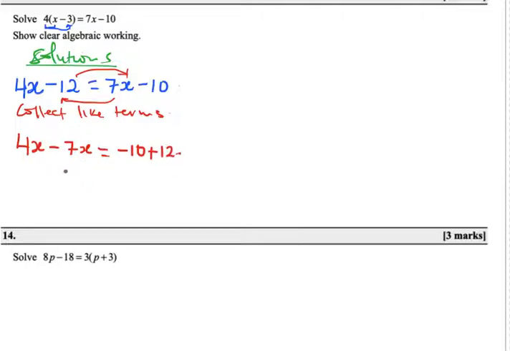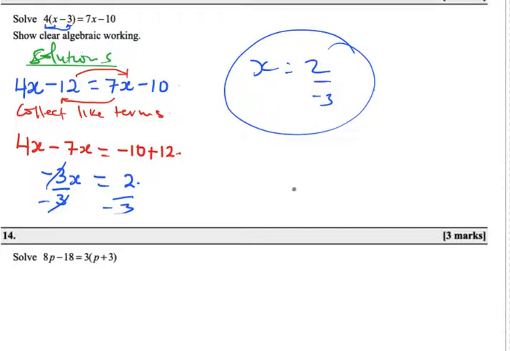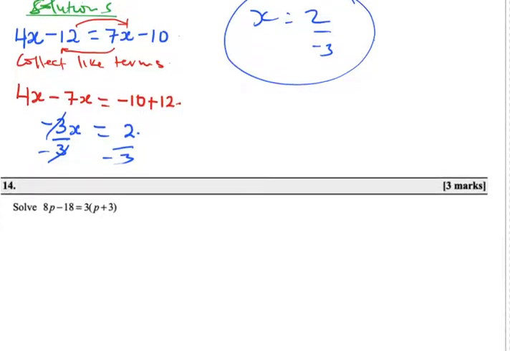So 4 minus 7 gives us negative 3, but with the x, because the x is a common element, and negative 10 plus 12, you can check on your calculator, that will give us 2. To get rid of the negative 3, we divide by negative 3 on both sides, and then our x will be 2 over negative 3. This will be the answer to that question. I hope it makes sense.